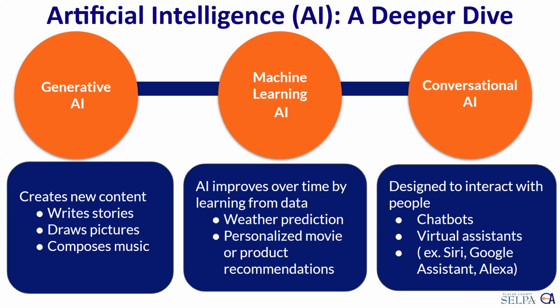And then also there is conversational AI. This type of AI is designed to interact with people. This could be chatbots like customer service tools, what can I help you with? And then it could also be virtual assistants, things like Siri or Google Assistant that help us out. We have all kinds of these types of AI, and they've been around for years, and they're just becoming more sophisticated and accessible for our learners.